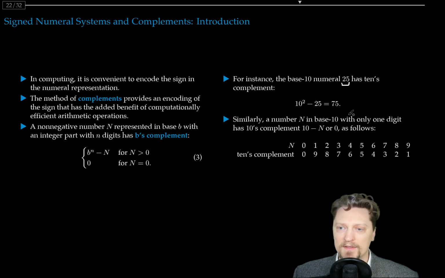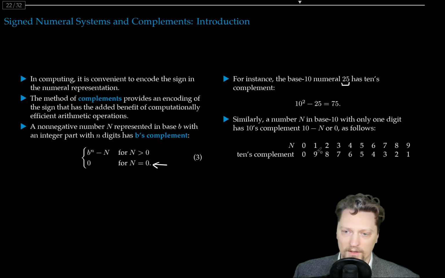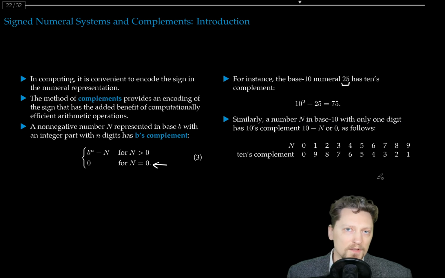Similarly, a number n in base 10 with only one digit has 10's complement, 10 minus n, or 0, as follows. So n is 0, 10's complement is 0. So that's this portion of the formula. And for the rest of the digits, we're going to use the 10 minus n formula. So 10 minus 1 gives us 9, 10 minus 2 gives us 8, etc., all the way to 10 minus 9 gives us 1. So here is the 10's complement for each of the single-digit decimal numbers. Okay, so it's reasonably straightforward to compute the b's complement, for b being the base.